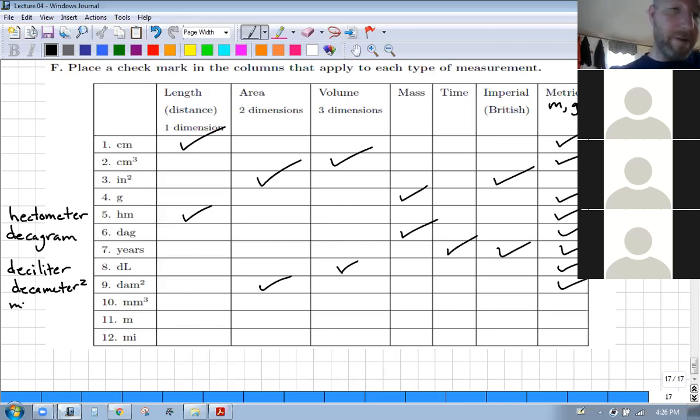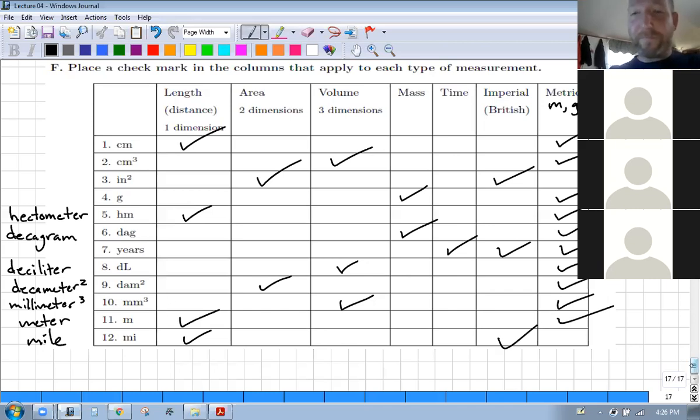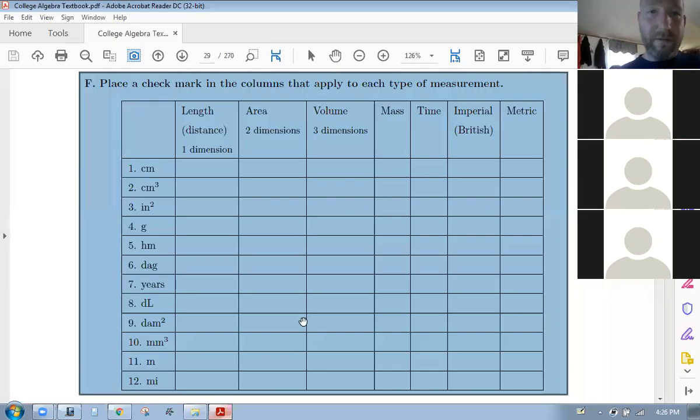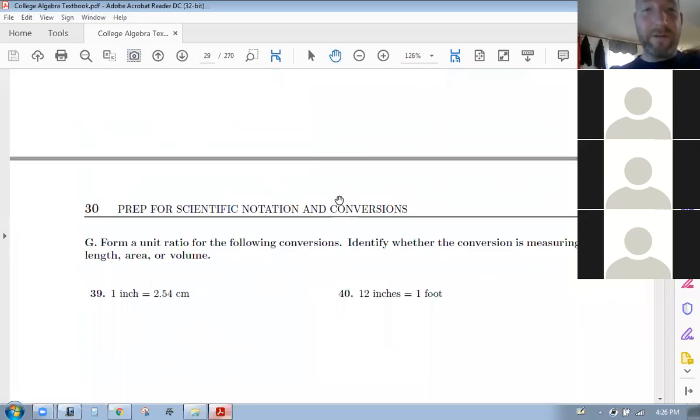This is a millimeter cubed. So that would be a volume in the metric system. M is just your meter, your basic unit of length in the metric system. MI is your mile. That is imperial, British. We're going to get to play with all these units pretty soon.